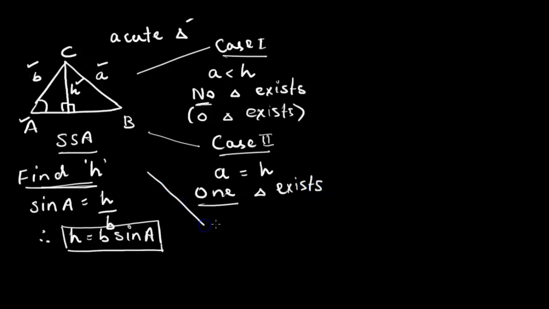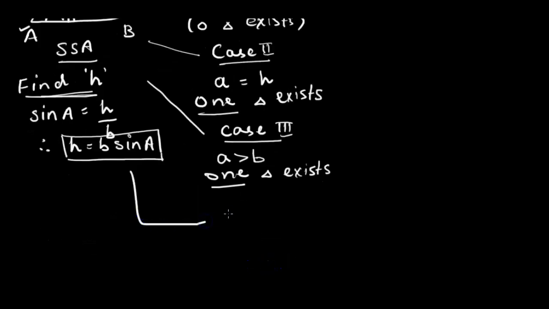Next case is case 3. Here one thing that is important to note is that the side that we are comparing h with is the side opposite to which the angle is given. So case 3 is if side a is greater than side b. Here we do not have to worry about what is the length of h. All we have to worry about is that this side a is greater than side b, and in this situation one triangle would exist.